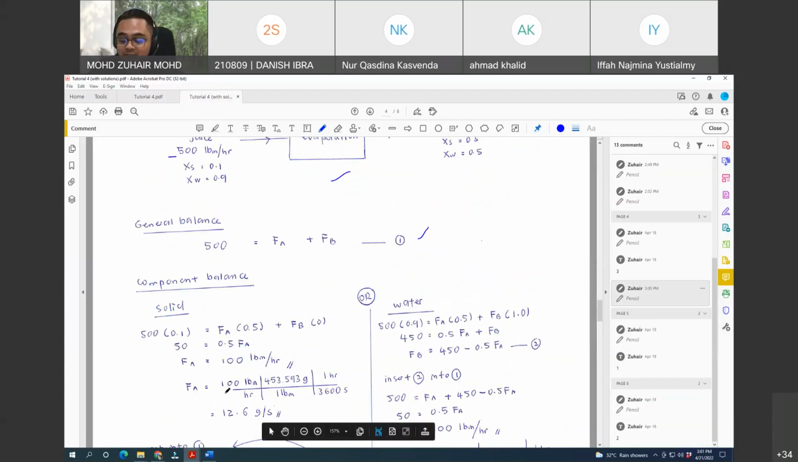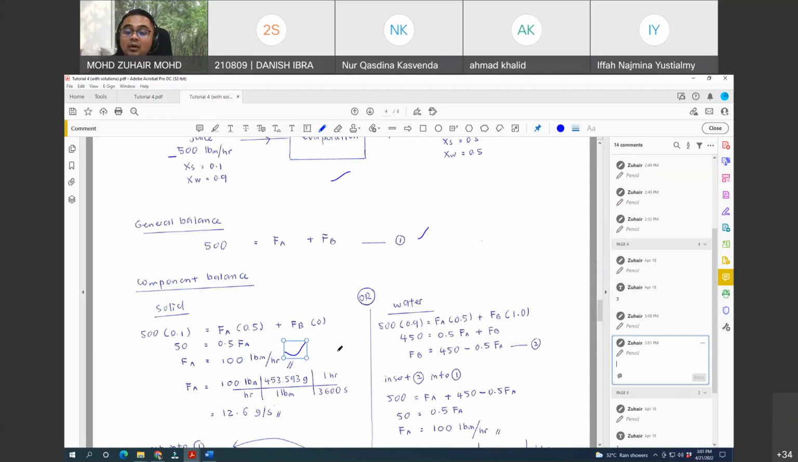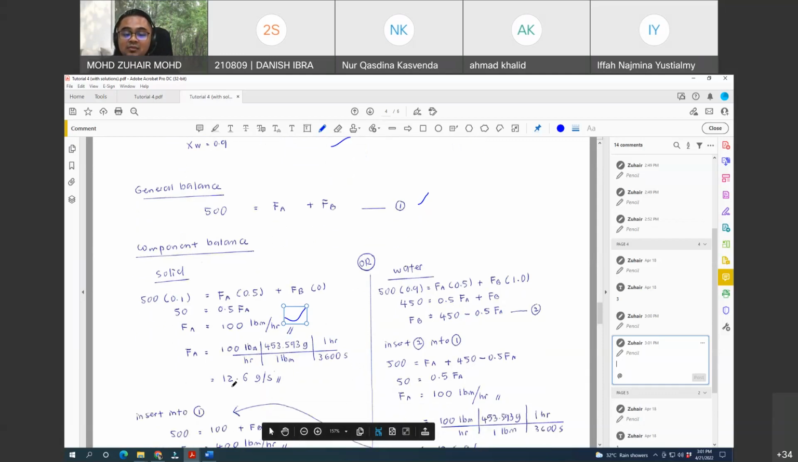Okay, so this is also something that I like to ask in my test and exam. I'm not going to just directly ask you in the unit, but I also want you to apply the unit conversion knowledge that you already learned in solving this kind of question. So from 100, just do the simple unit conversion approach. Pound we change to gram, and hour we change to second. So at the end, the final answer will be 12.6 gram per second.